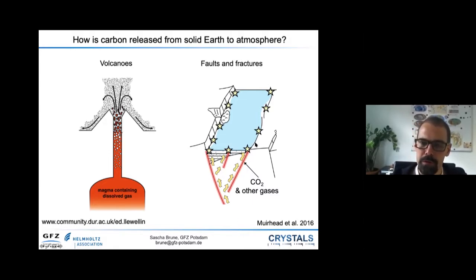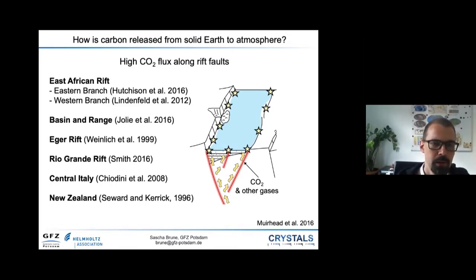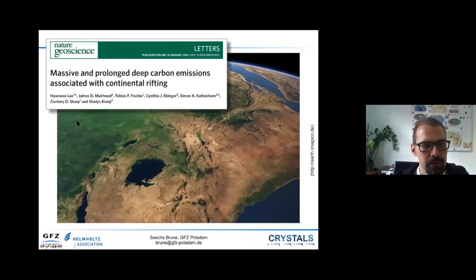This makes faults a very likely location for fluid flow at the surface and CO2 release at the surface as well. And this has been documented in several places. So in the East African rift, we know that there is an occurrence of CO2 flux along rift faults, both in the eastern branch and the western branch, in the Basin and Range, in the Eger rift, Rio Grande rift. So these are all currently active rifts. Central Italy, I see that Carlo is there. Hello. And in New Zealand, there's also documented CO2 fluxes that have been extrapolated to a large area so that I can actually use them in this talk.